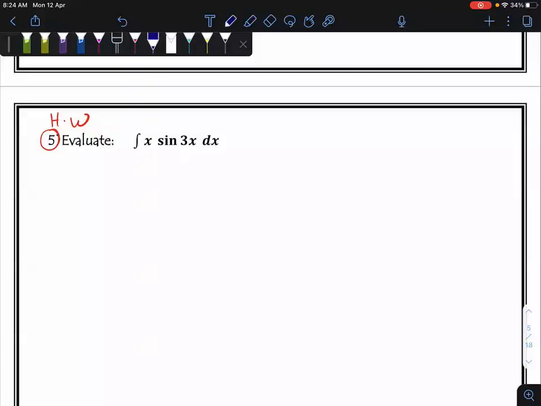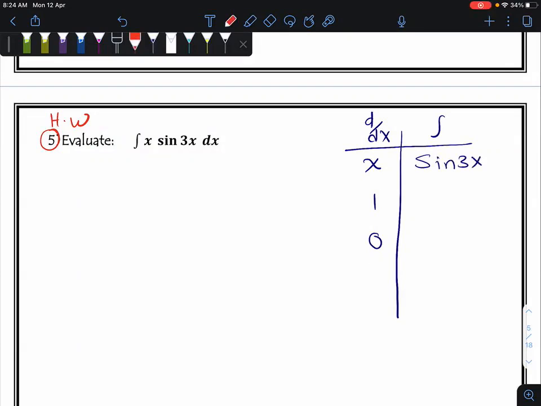For x sine 3x, guys, make a table here. Write d over dx and here the integral, and write the algebraic expression as u, and differentiate it until you get 0. We know it's 1 and then 0. The other one here is sine 3x. When we integrate sine 3x, it gives negative cosine 3x over 3, and when we integrate it one more time, it gives negative sine 3x over 9.